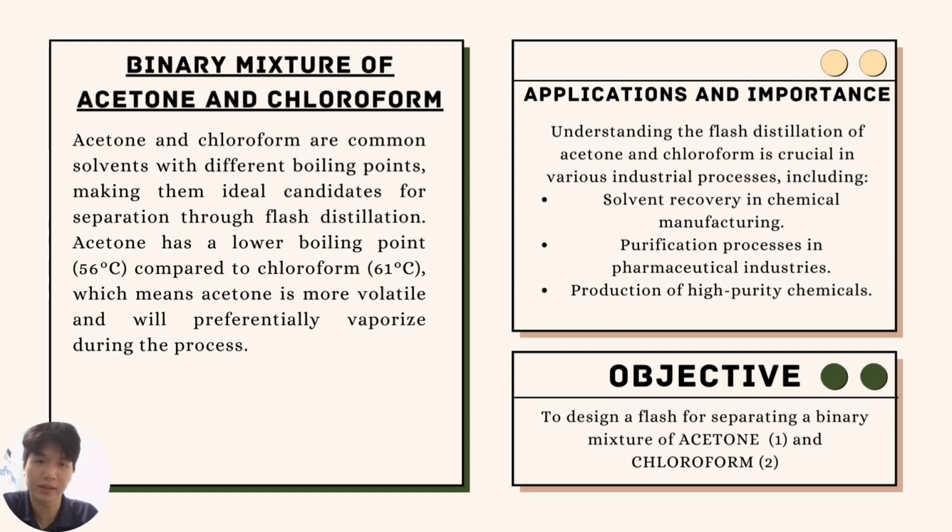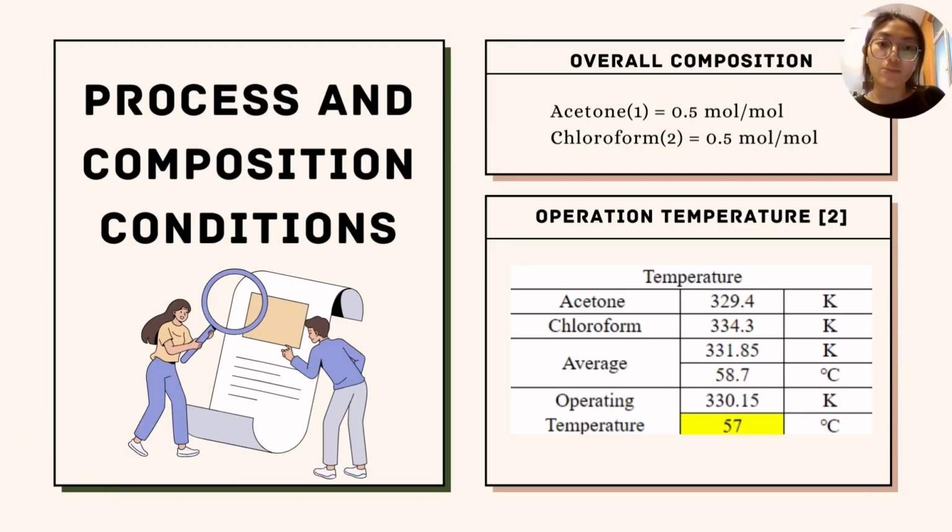The application of flash distillation to acetone and chloroform is crucial in various industrial processes, including solvent recovery in chemical manufacturing, purification processes in the pharmaceutical industry, and production of high purity chemicals. So the objective of this project is to design a flash for separating a binary mixture of acetone and chloroform. So let's move on to the process and composition conditions.